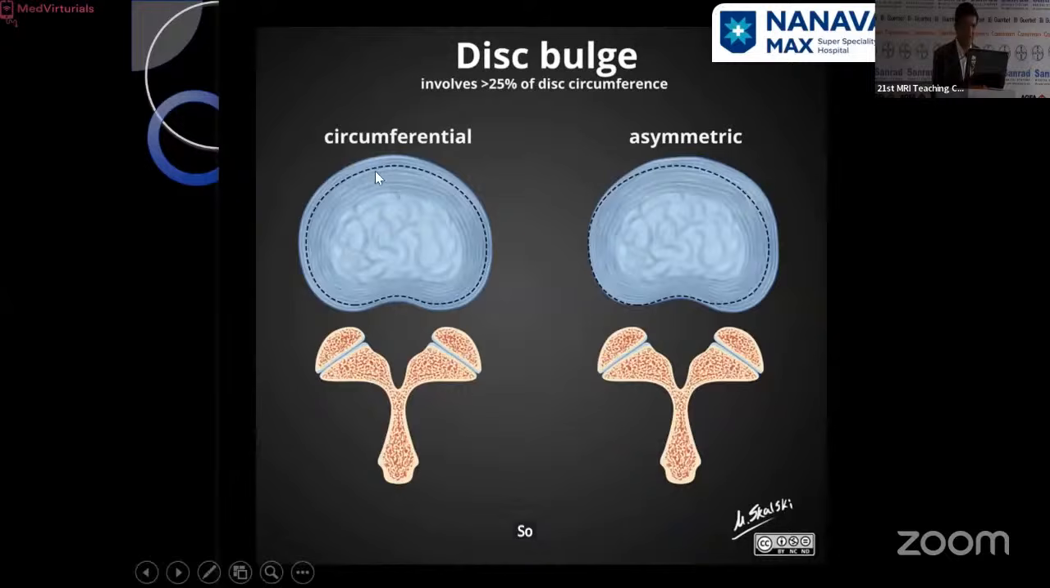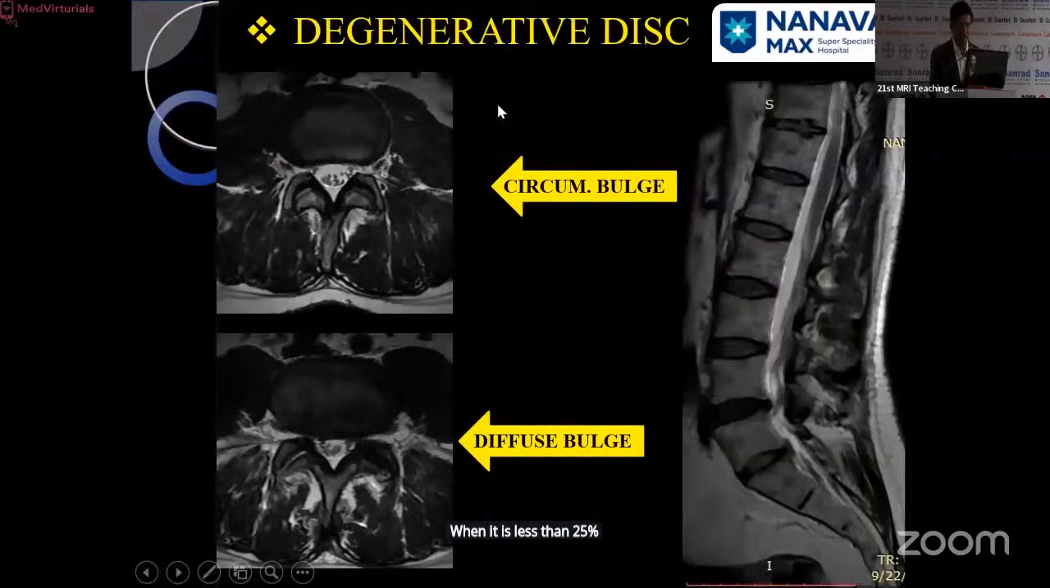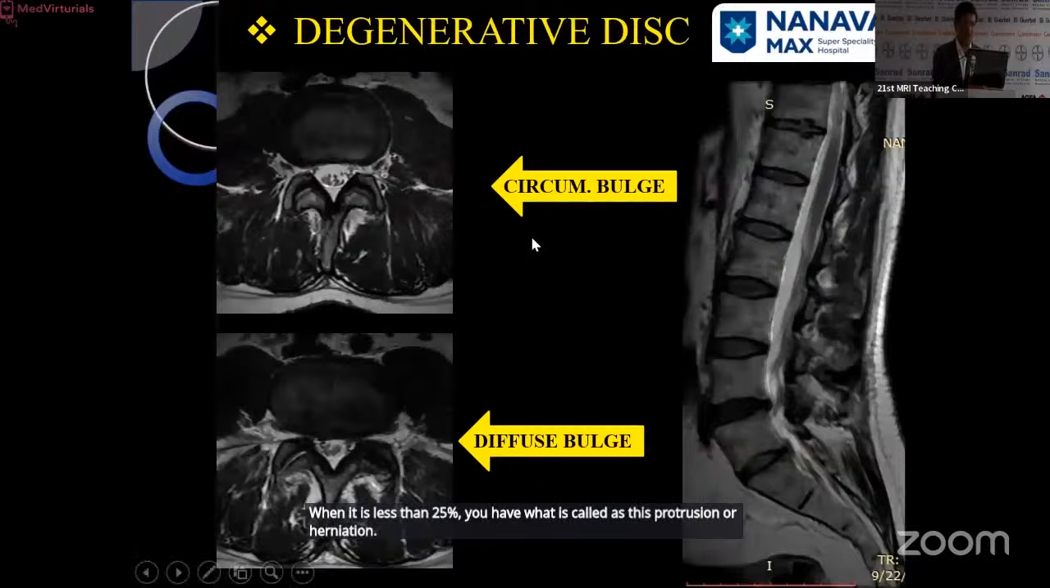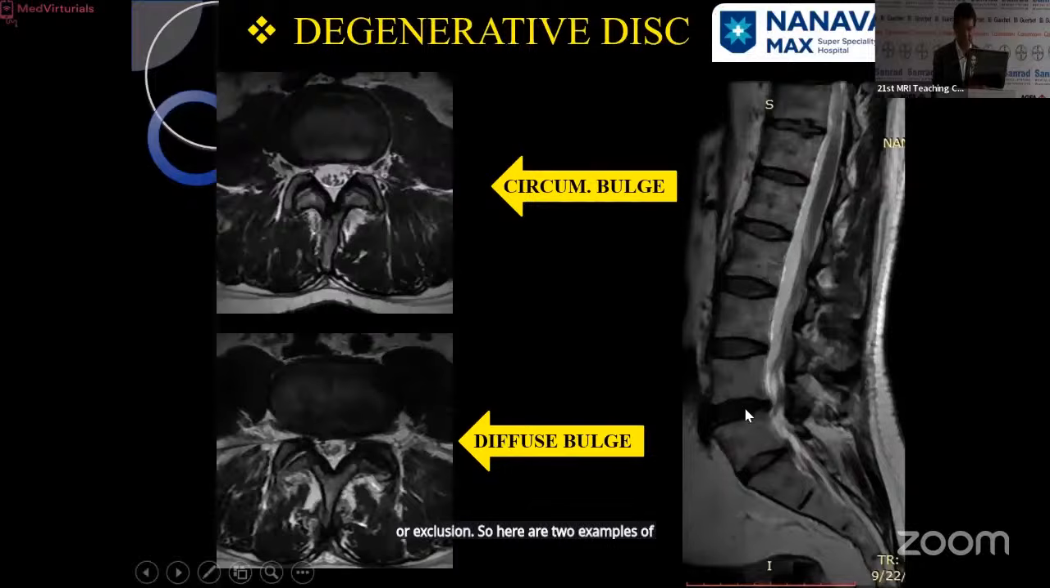So when it happens circumferentially across the board, it is called circumferential bulge. When it happens in an area which is more than 25%, it is called asymmetric bulge. When it is less than 25%, you have what is called protrusion or herniation or extrusion. So here are two examples of these degenerated L4-5 and L5-S1 discs.